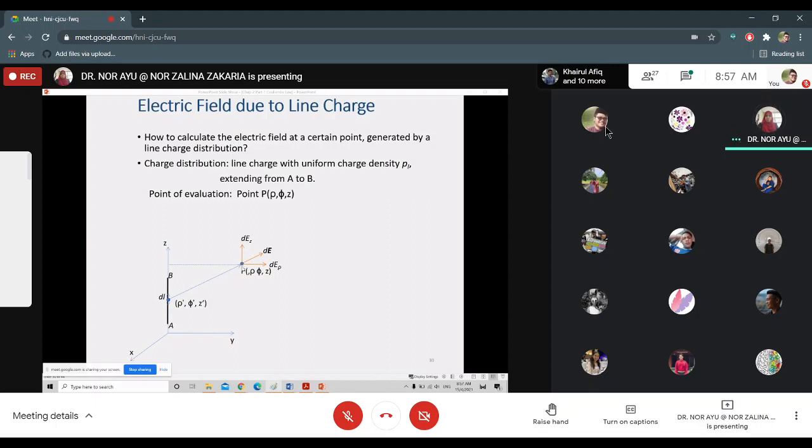So if you look here, your line is at which axis? What is the dl of your line? Can someone answer it?